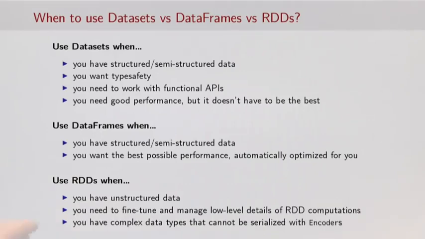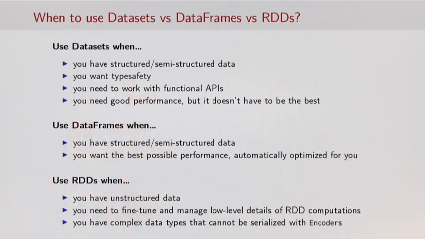So RDDs are a good choice in the situation that you have data that won't fit for some reason into a dataset or a data frame, or you have to super fine-tune and manage low-level details of your RDD computations. You can't just trust the optimizers to do it for you. Or finally, if you have some kind of complex data type that cannot be represented or serialized with these encoder things, which is a real possibility. Encoders can't yet nicely deal with user-defined data types. So these are situations when an RDD might be necessary.